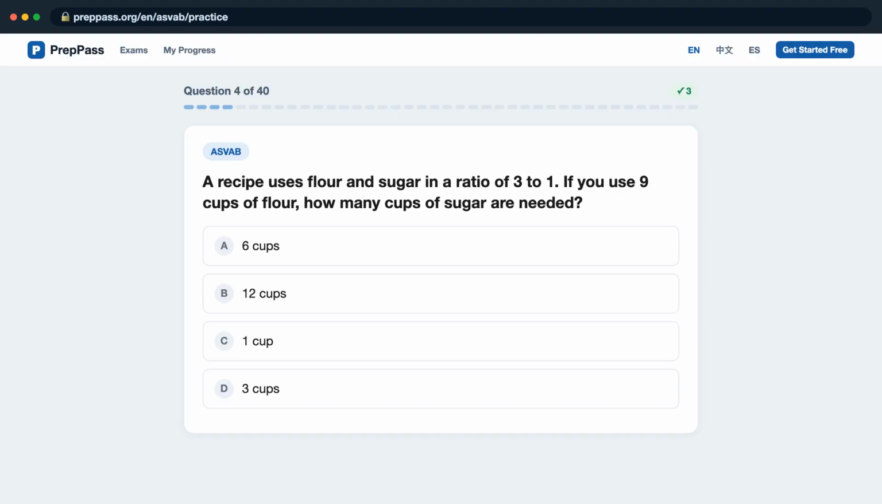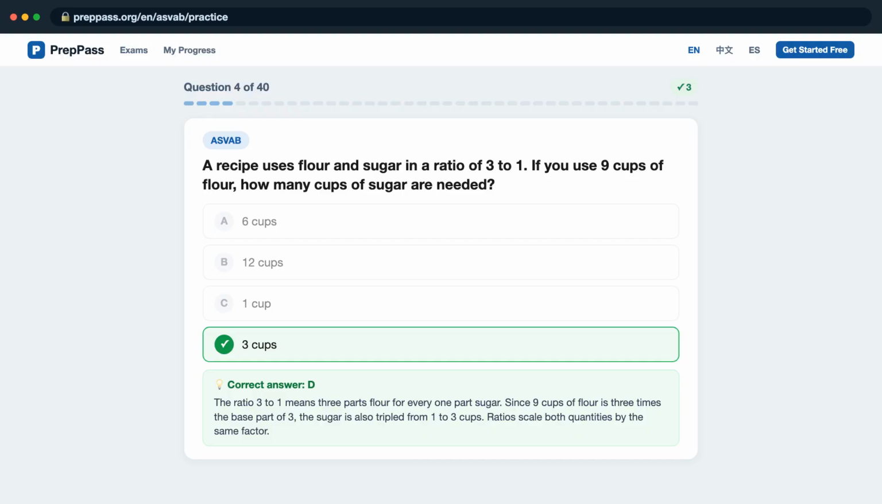Question 4. A recipe uses flour and sugar in a ratio of 3 to 1. If you use 9 cups of flour, how many cups of sugar are needed? Is it A, 6 cups? B, 12 cups? C, 1 cup? D, 3 cups? The correct answer is D.